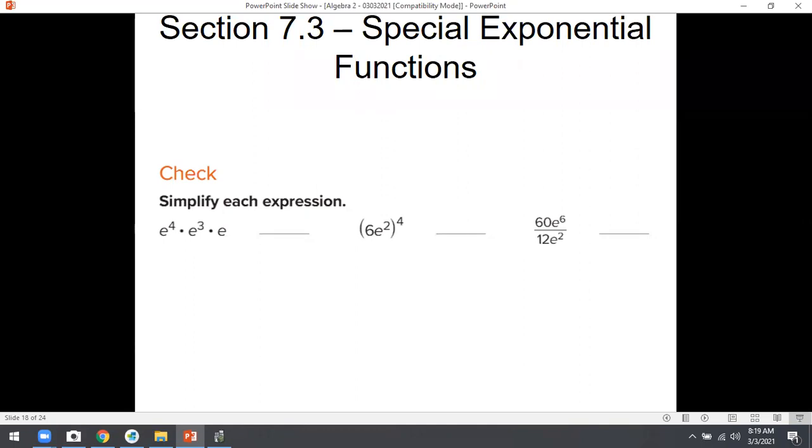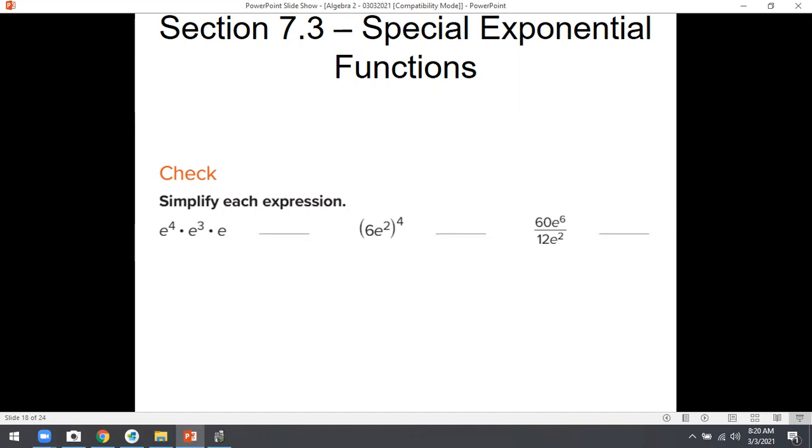Good job on that. Very last one. Don't let fractions scare you. Just simplify the numbers. Can you reduce 60 over 12? I don't know. What do you do with your exponents?